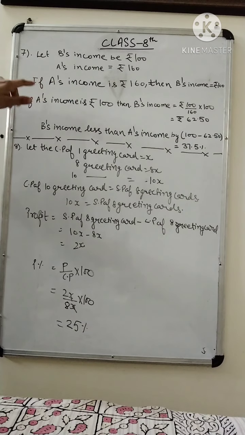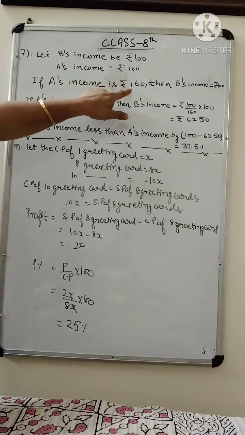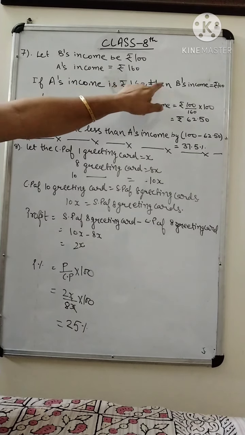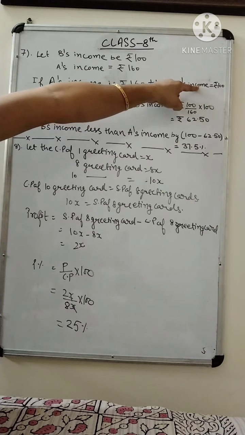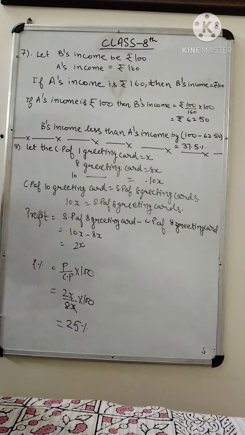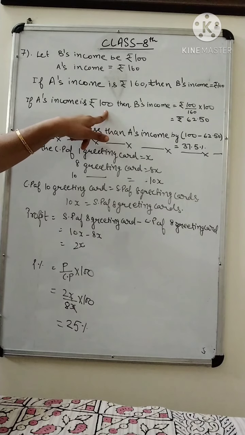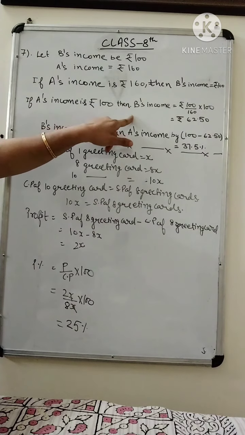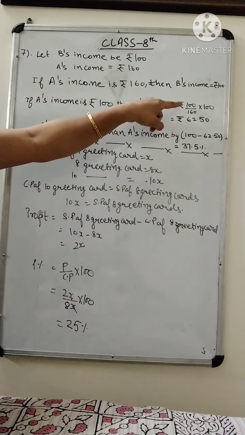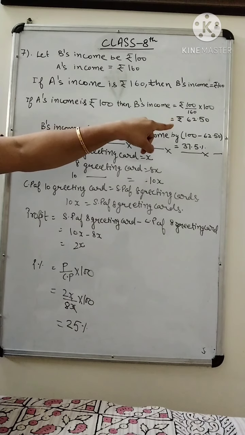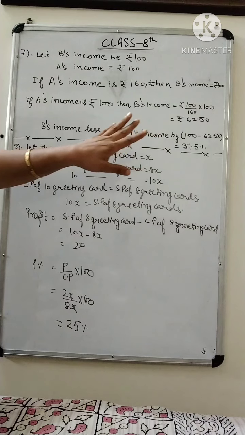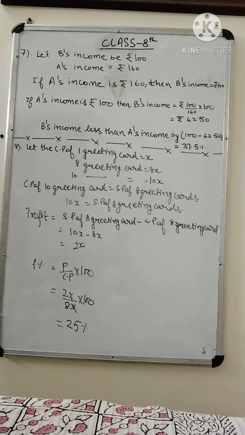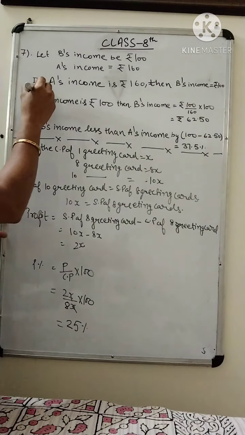Clear? So, according to the concept, if A's income is 160 rupees, then B's income will be equal to 100 rupees. Now, we are changing our concept in this line. If A's income would be equal to 100, then B's income will be equal to 100 upon 160 into 100. Clear? By unitary method. Suppose we have skipped one line.